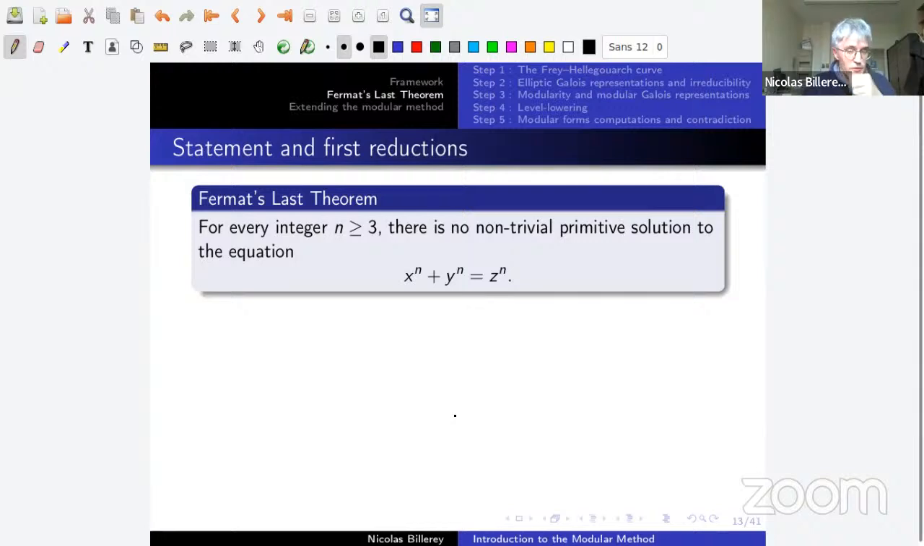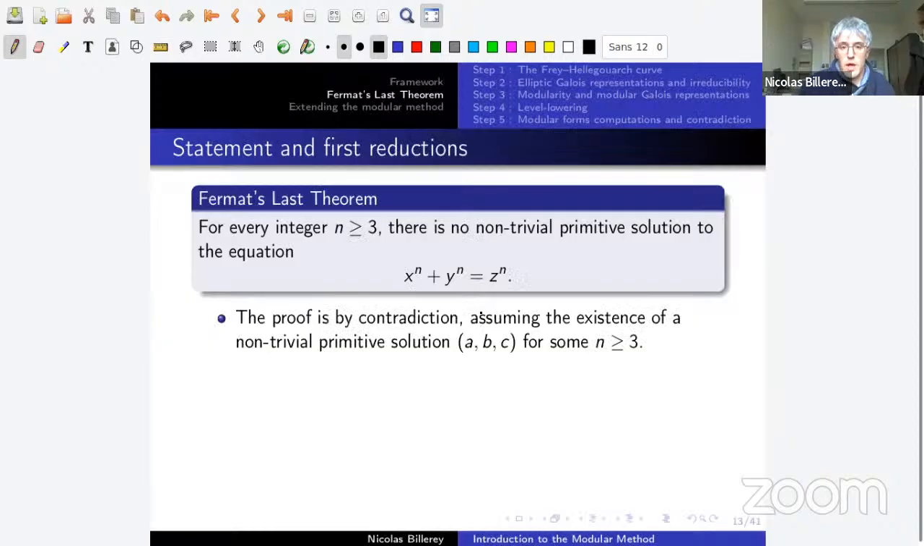So here's the statement of Fermat's Last Theorem. It says that for every integer n greater than or equal to 3, there is no non-trivial primitive solution to the equation. Here, non-trivial solution just means that the product X, Y, and Z is non-zero. These are the only trivial solutions for that equation. So how does the proof work? The proof is by contradiction. You first assume the existence of a non-trivial primitive solution A, B, C for some n greater than or equal to 3.